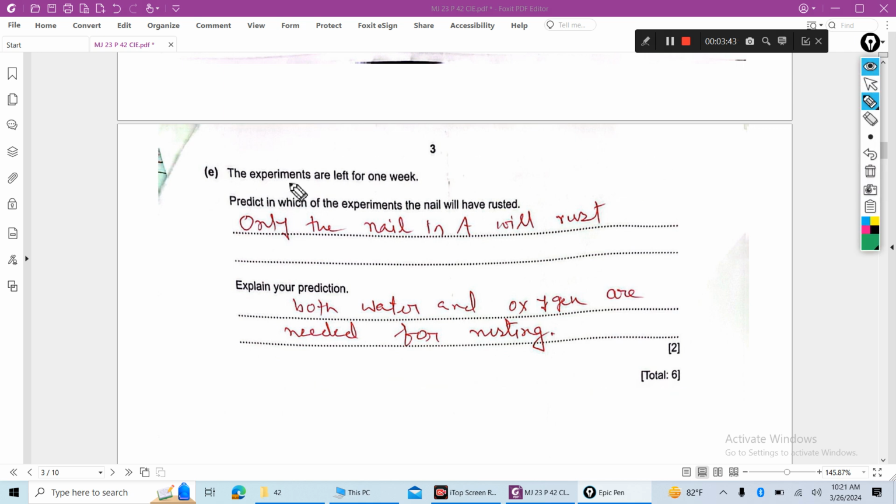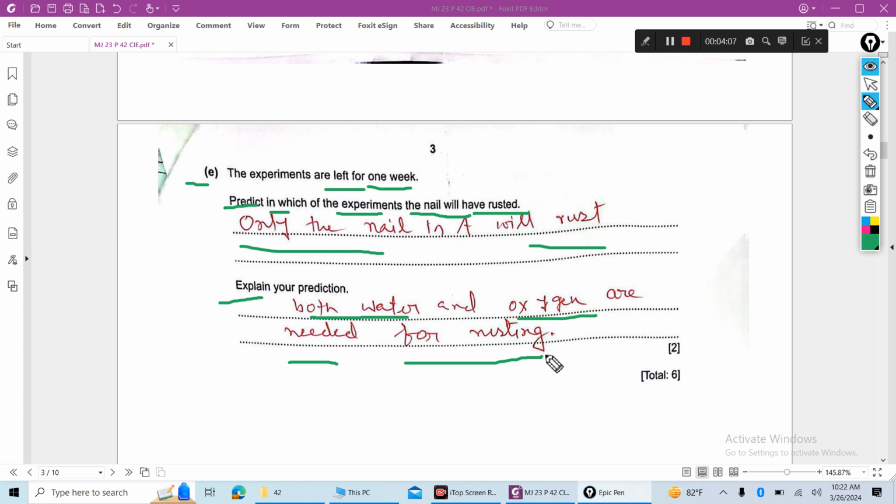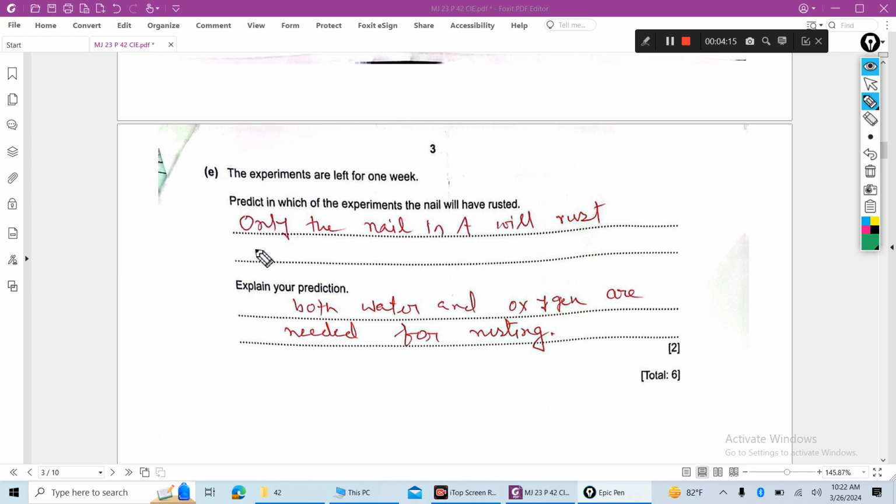Now E, the experiments are left for 1 week. Predict in which of the experiments the nail will have rusted. Only the nail in A will rust, because both water and oxygen are needed for rusting. Condition for rusting: water and oxygen are needed for rusting. So only the nail in A will rust because both water and oxygen are needed for rusting.